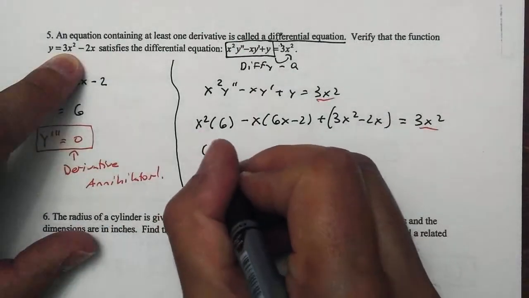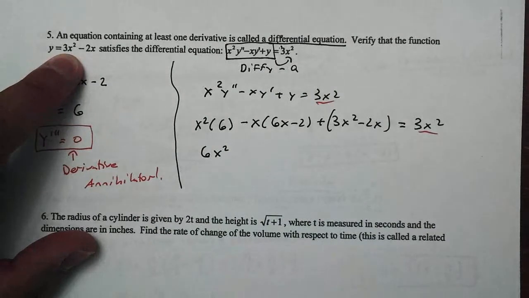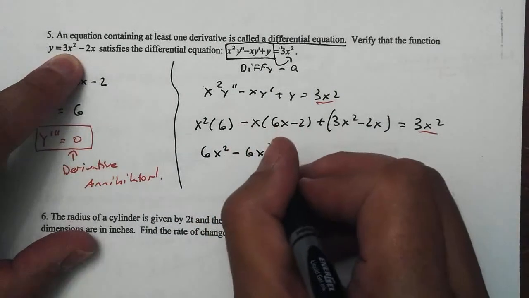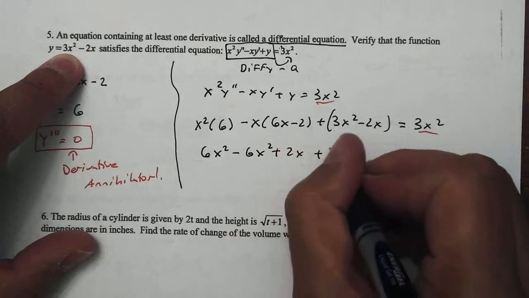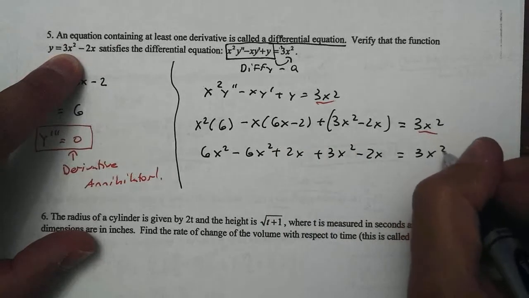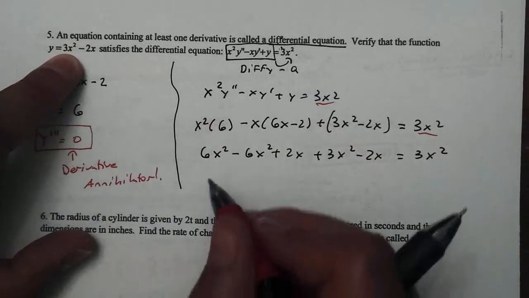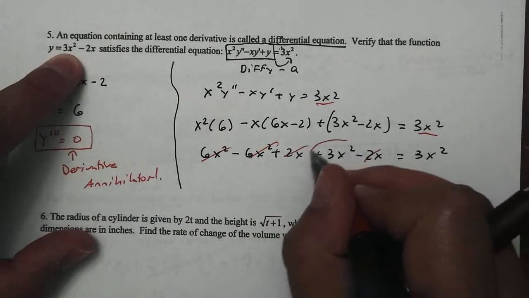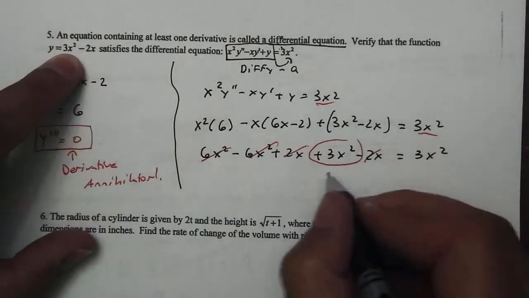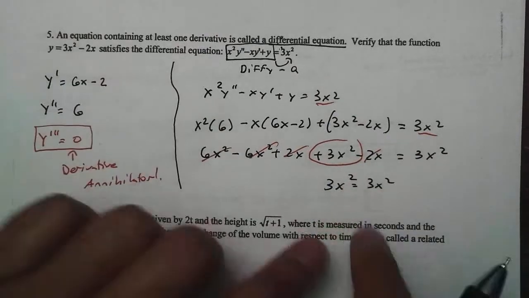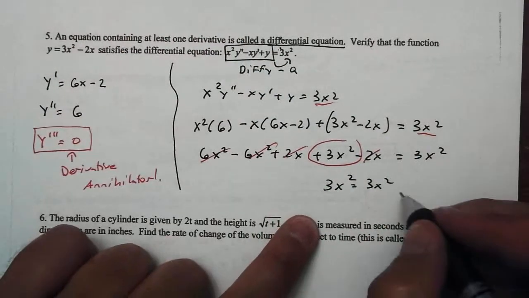So this gives me 6x squared minus 6x squared plus 2x plus 3x squared minus 2x, and I want to see if that's equal to 3x squared. And hopefully you see that. The x squareds cancel, these 2x's cancel, and I'm just left with this 3x squared. So I just go 3x squared equals 3x squared. Don't simplify anymore. This is all we were trying to prove.